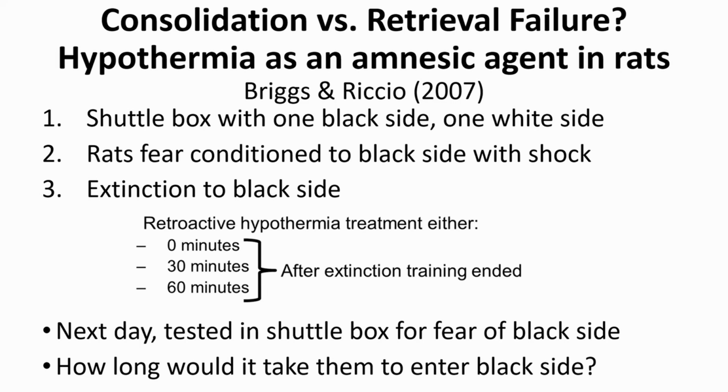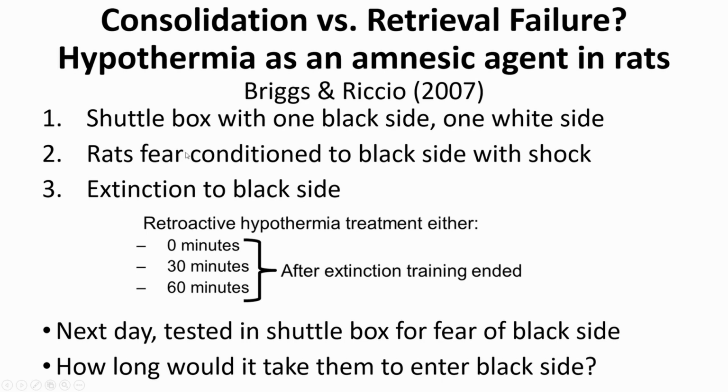But we're going to be looking at hypothermia in rats, and specifically hypothermia that's inducing amnesia in rats, which is, as I said, so cool. So in this situation, we're using a shuttle box and we're doing fear conditioning with rats. So the shuttle box has one black side, one white side, and the rats, when they move from the white side to the black side, would be closed onto that side, the door would shut, and they would be exposed to shock.